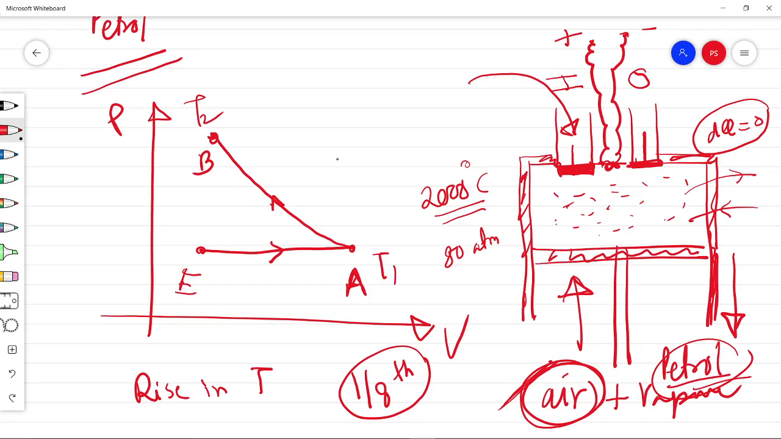So process B to C is called ignition, and since this is an instantaneous process where volume cannot change, we have to represent it by a vertical arrow on this PV diagram. The temperature rises further to T3. Now as a result of this process, the piston is going to move downwards due to the combustion taking place, and as a result the energy is released which pushes this piston downwards.